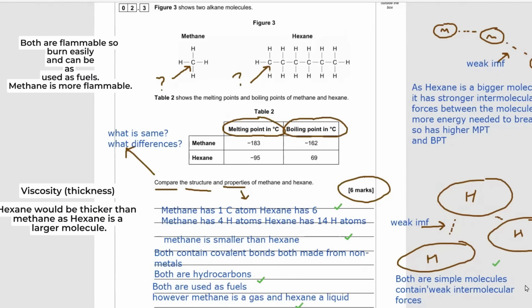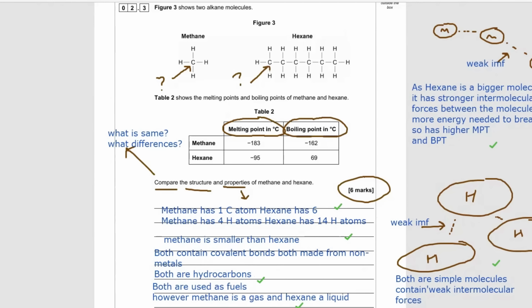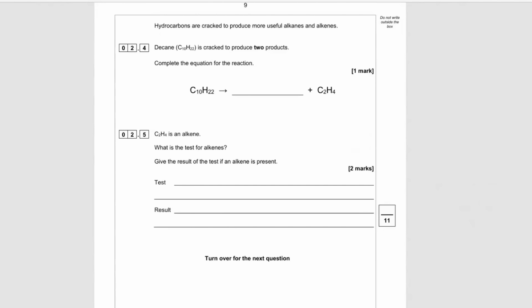Okay, I think that's covered about all of it. There might be a couple of extra points I've missed that would be on the mark scheme, but this would more than get you 6 marks. Well, not more than, you'll get 6 marks for all of this, definitely.